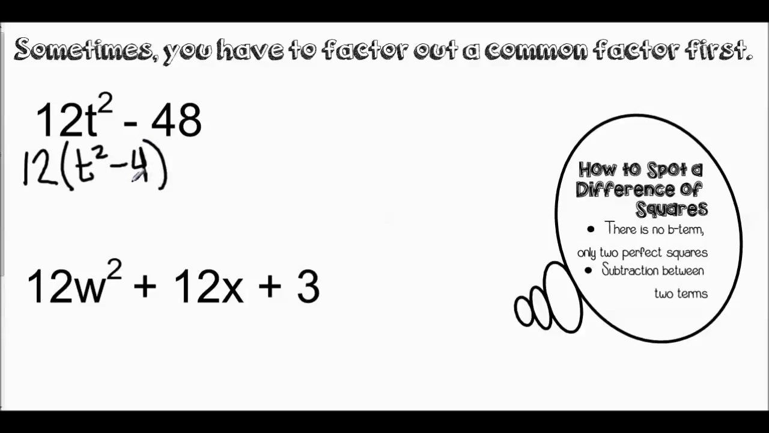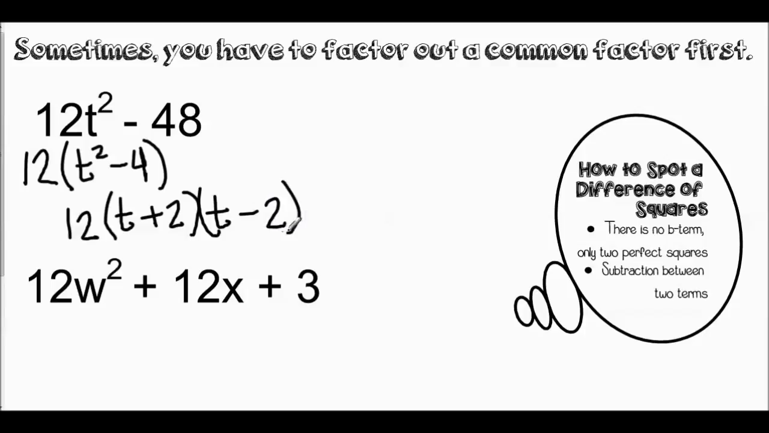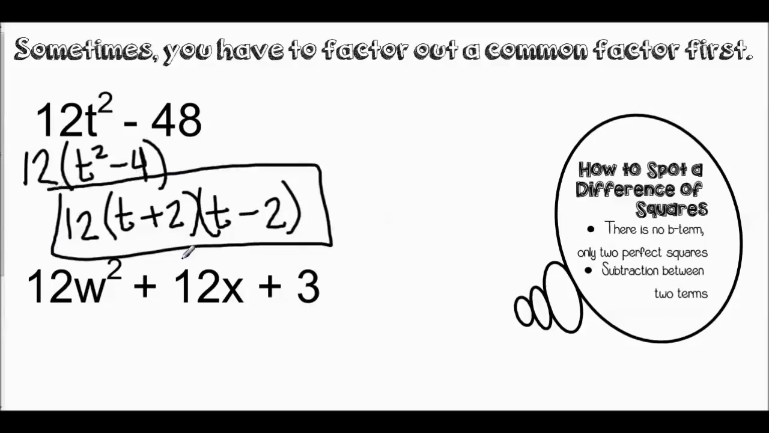Now what I'm left with is a difference of two squares. So I'm going to leave the 12 there, but then I'm going to bust up t squared minus 4 into its square roots, t plus 2 and t minus 2. One is adding, one is subtracting because it's a special case of a difference of two squares. That way the middle term cancels out. And there would be my factored form.